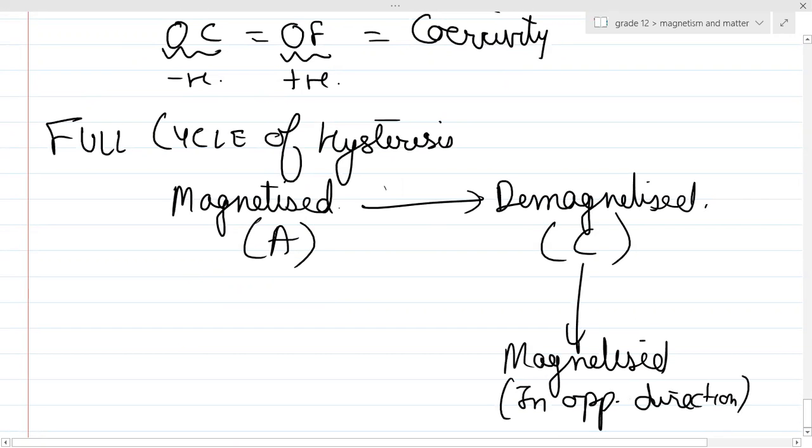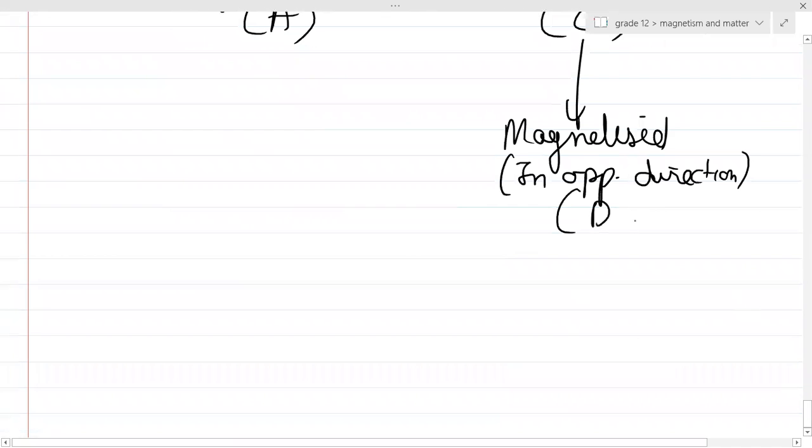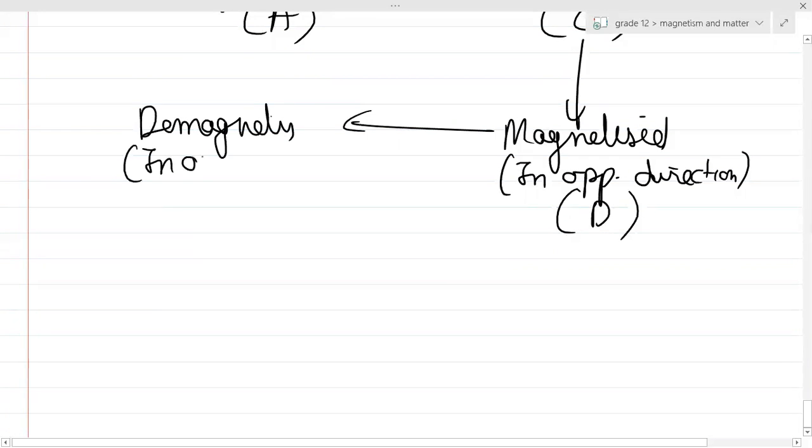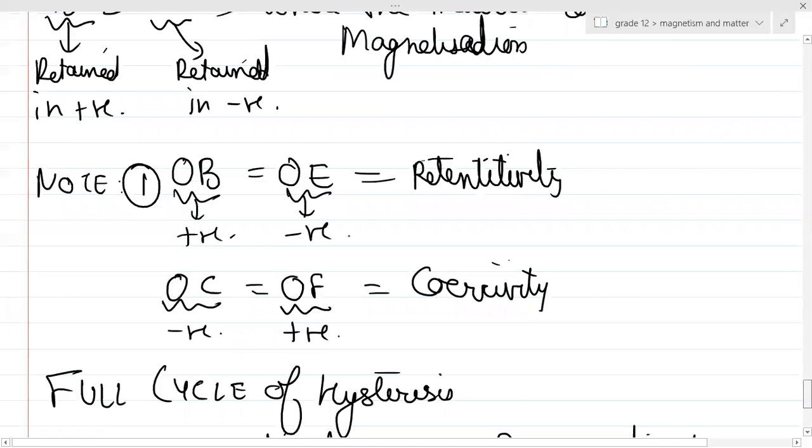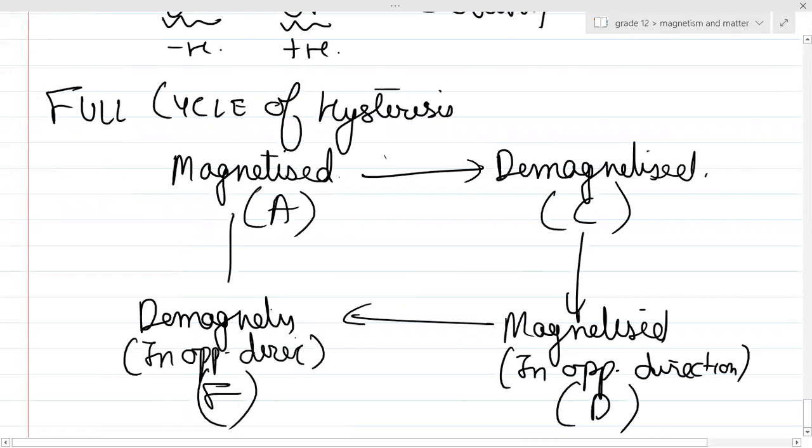at point D, and then it will completely demagnetize, but in opposite direction at point F, and from there it will again get magnetized. So can you see from A to C to D, F to A? Clear? This is the whole cycle of hysteresis, magnetize and demagnetize.